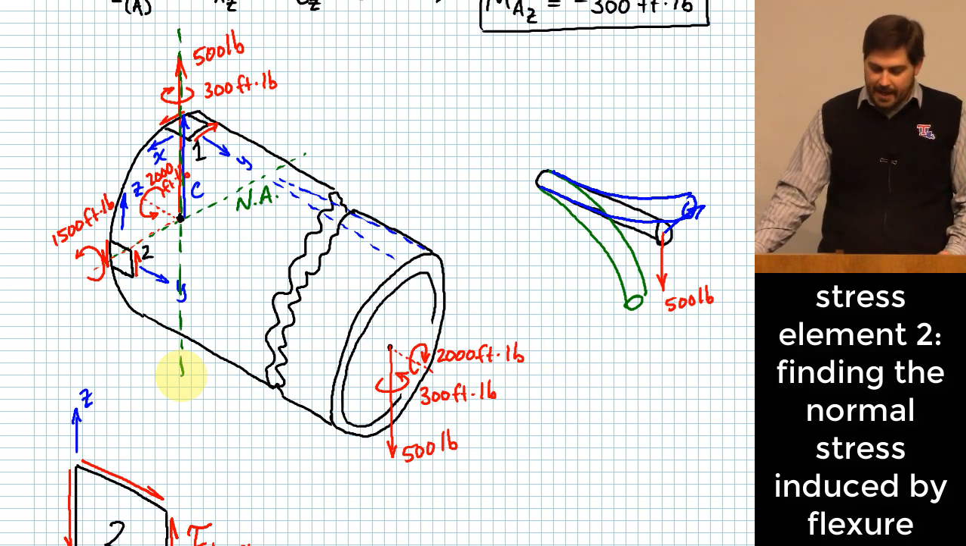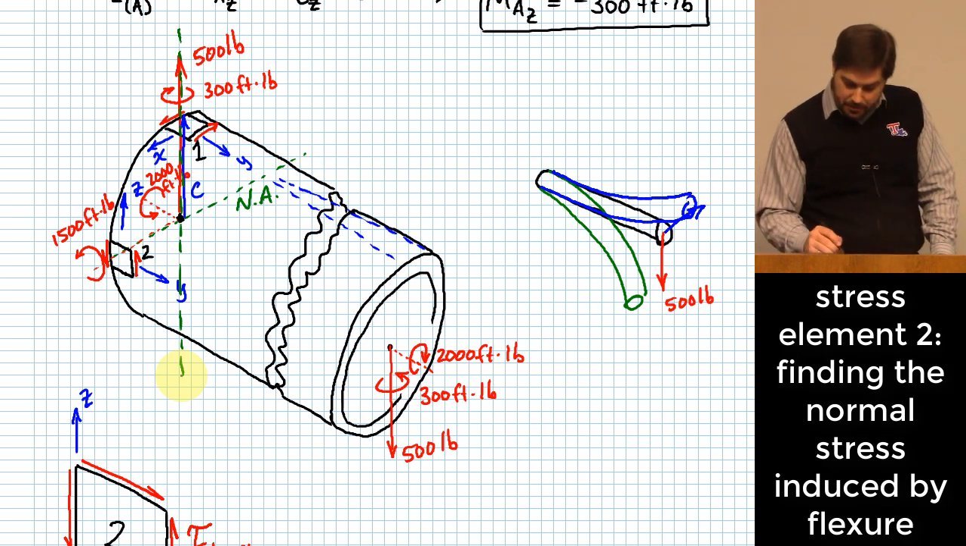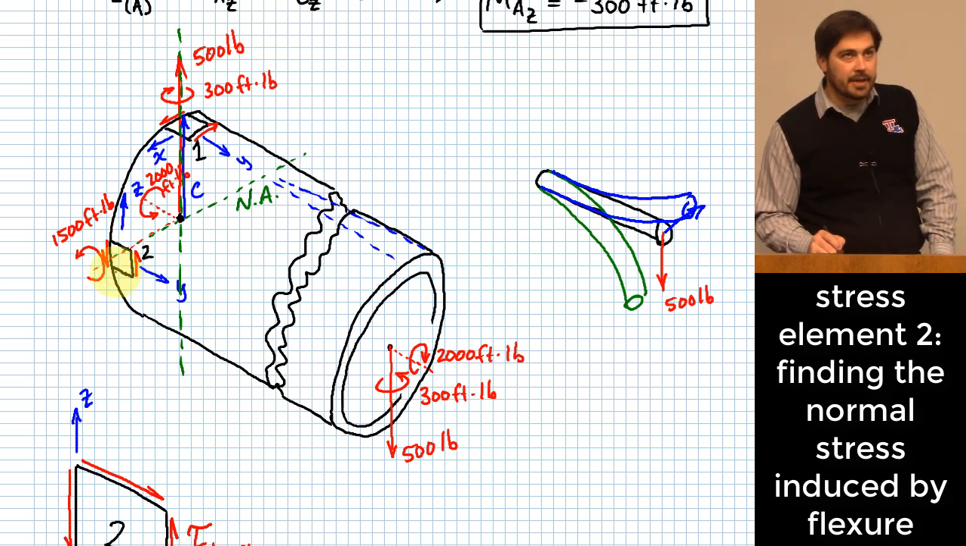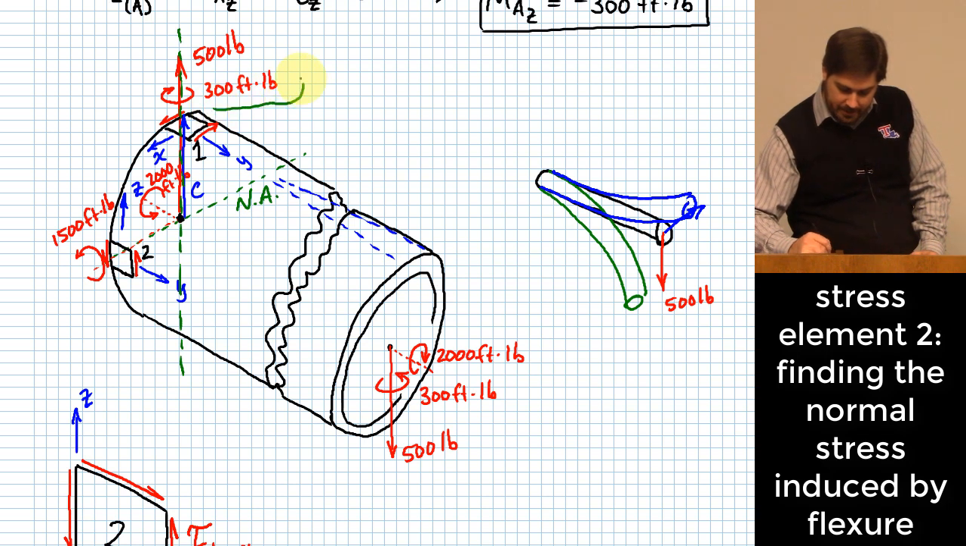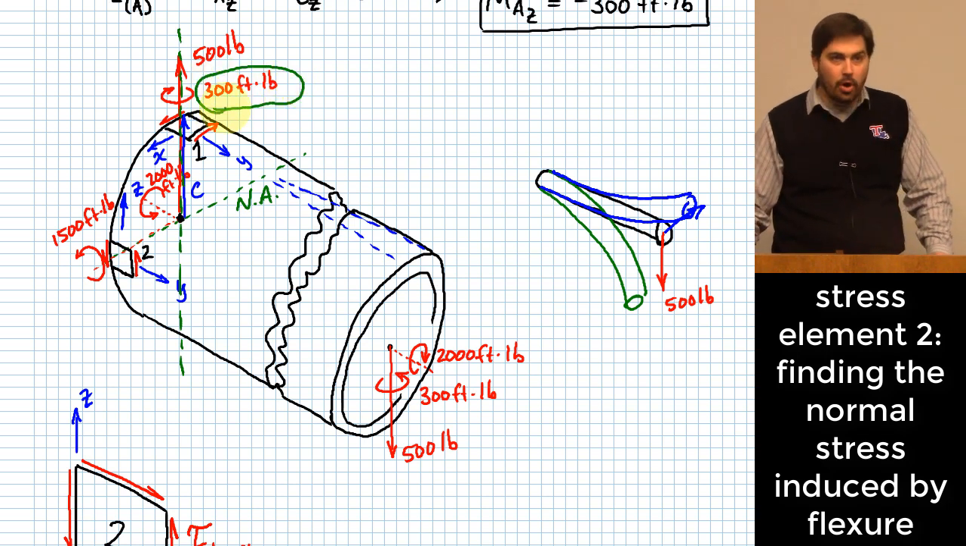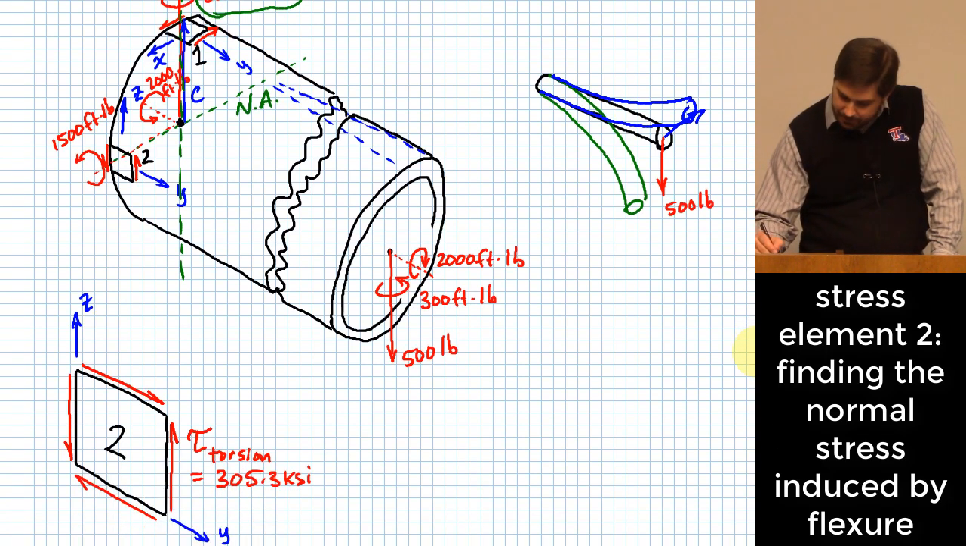right? The neutral axis that it flexes around is essentially the z-axis, and it creates stress in patch number 2, and the value of the bending moment that it has to carry is just going to be this 300 foot-pound that you see reacted at the wall. All right? So once we know that, we can calculate the flexure.